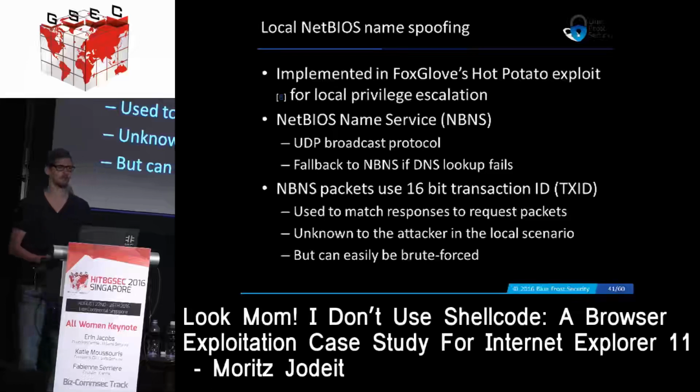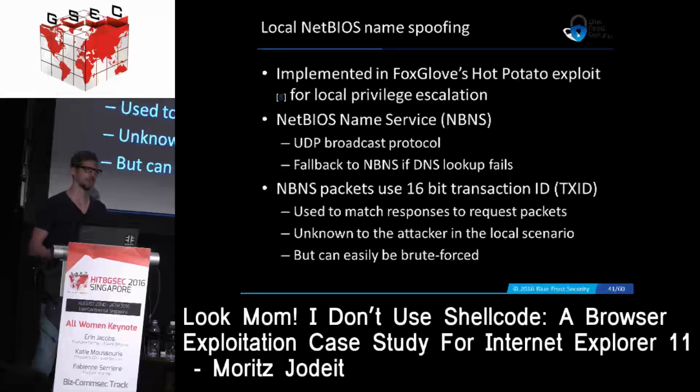So NetBIOS name service, or NBNS, is a UDP-based protocol, and it's used as a fallback mechanism if DNS fails. So you can just do a DNS lookup, and after a few seconds, if the hostname can't be resolved, you see all these UDP broadcast packets being sent.